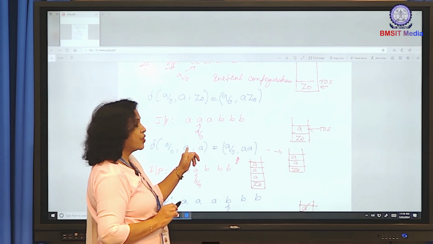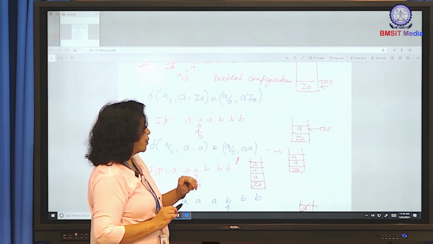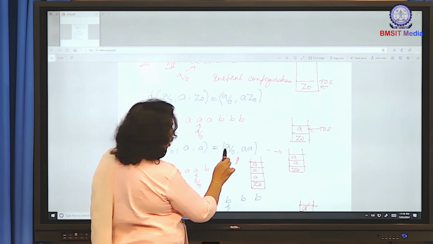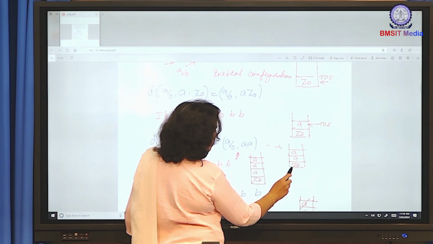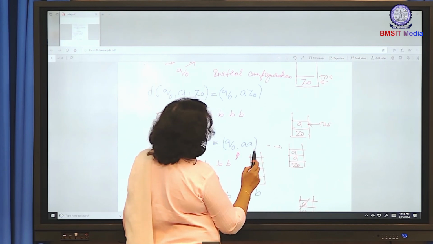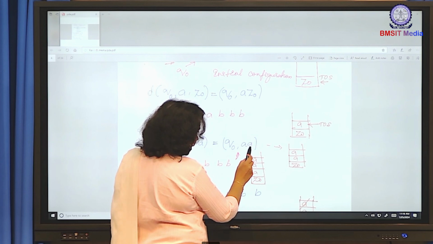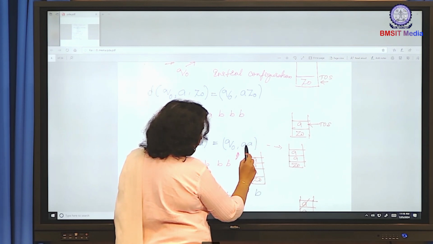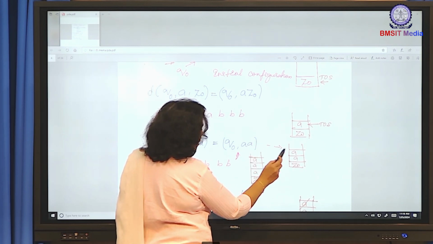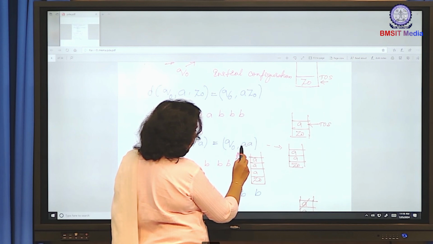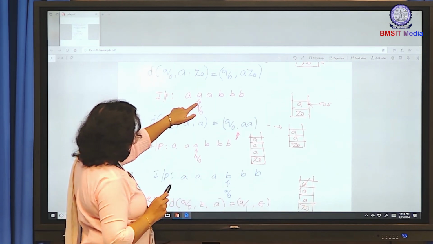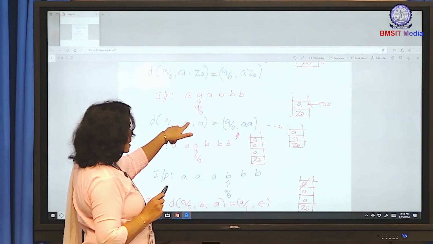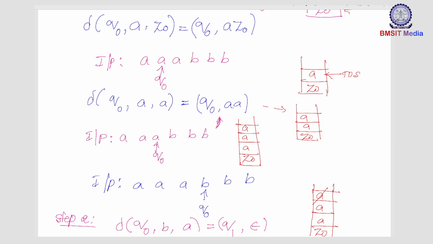The next A which I have read, I have pushed it onto the stack. So after this transition, my stack will look like this: Z0, A. When we are writing the transition here, we will be writing the top two symbols of the stack. So this is how I have written A. Now I have read this A. So this transition will be repeated as many number of times as I want.